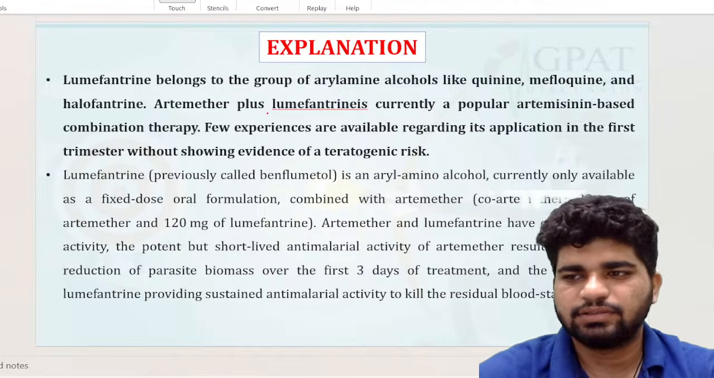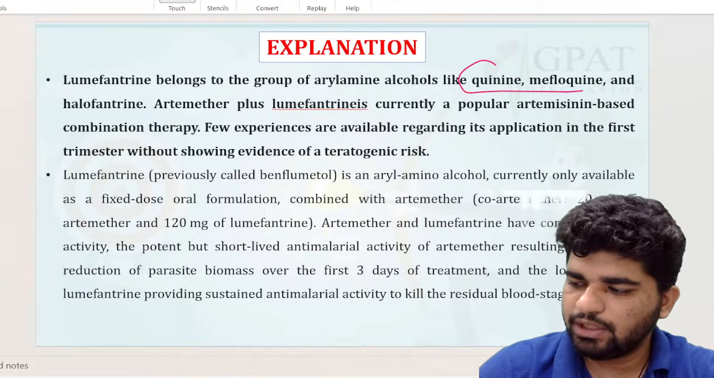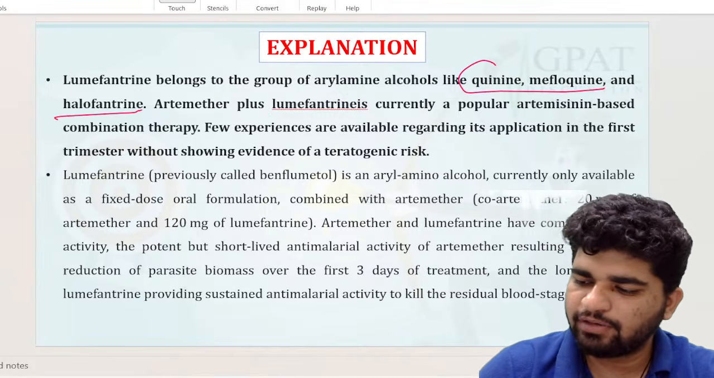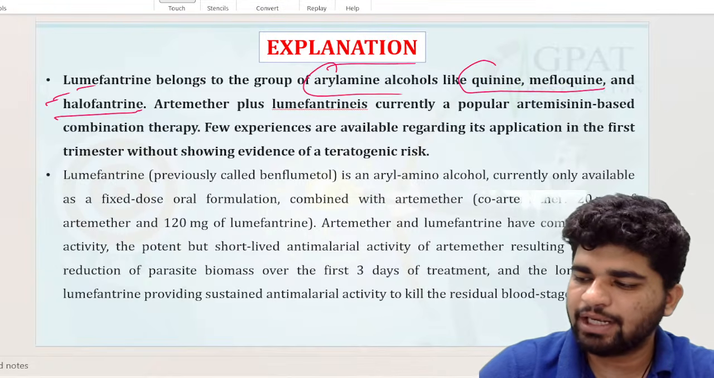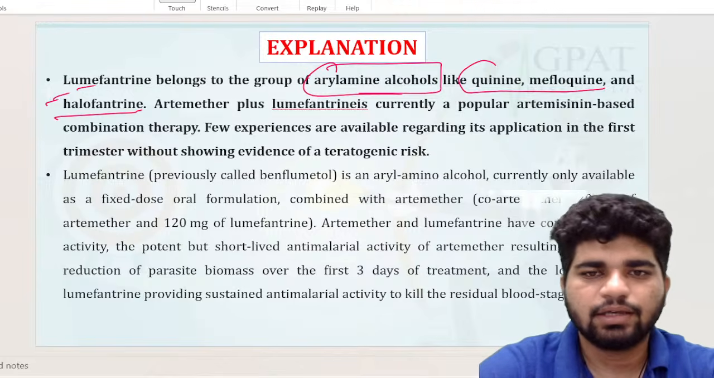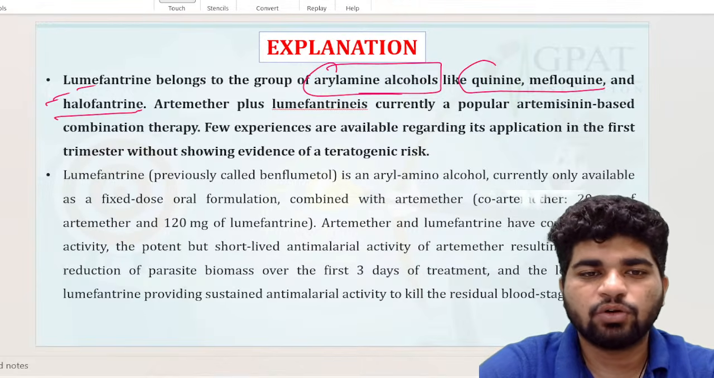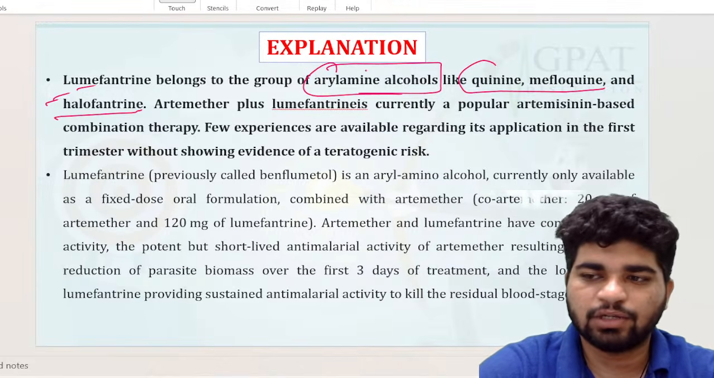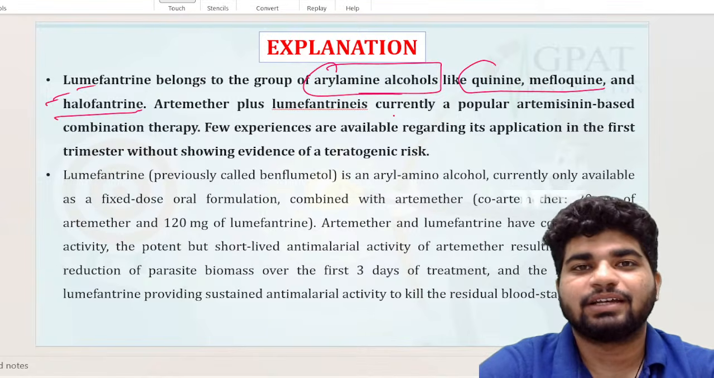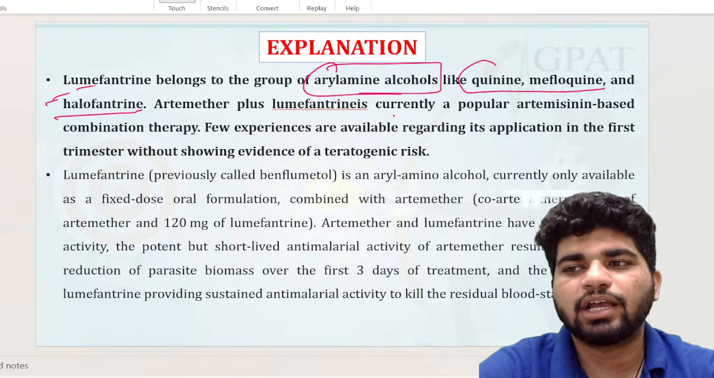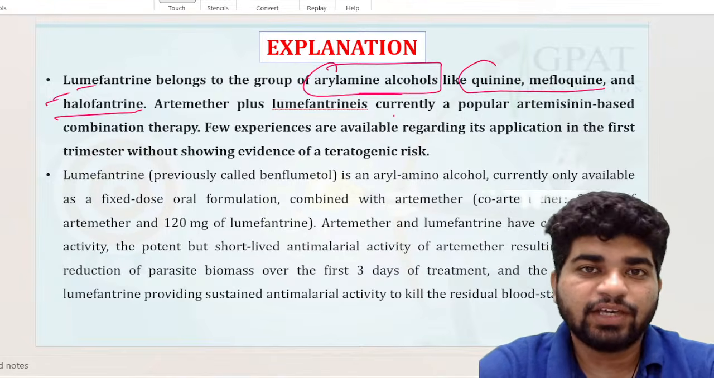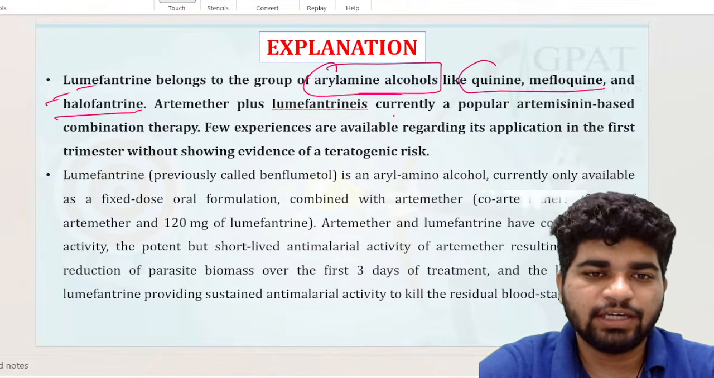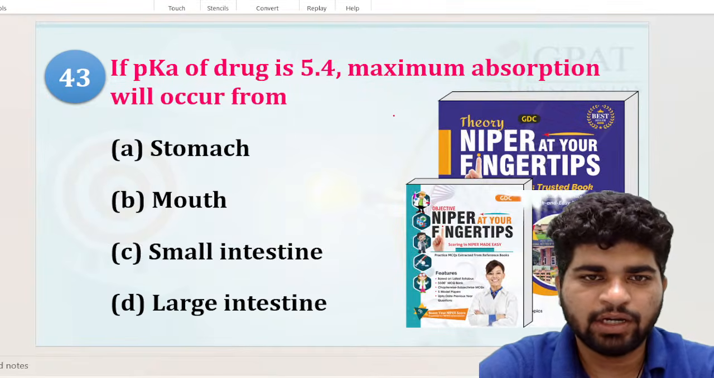classification only. See, quinine, mefloquine, and halofantrine. Lumefantrine belongs to the arylamine alcohol. Yeah, arylamine alcohol. Yes, exactly. That was not amino methyl alcohol. That is your arylamine alcohol. Remember, guys, wherever you are talking about any competitive examination, classification of pharmacology becomes very much important.